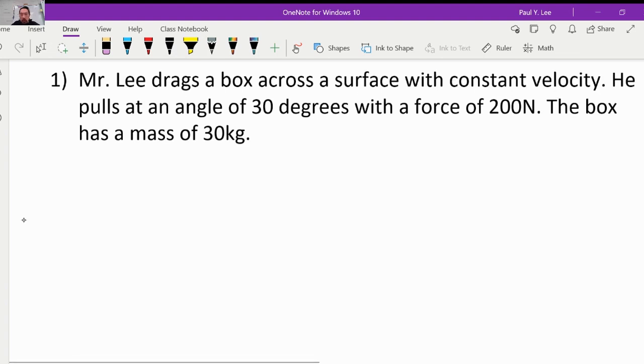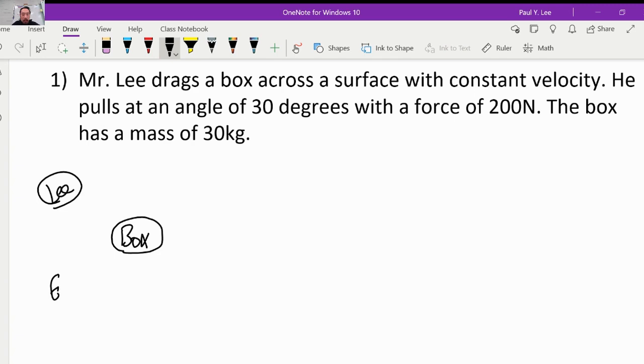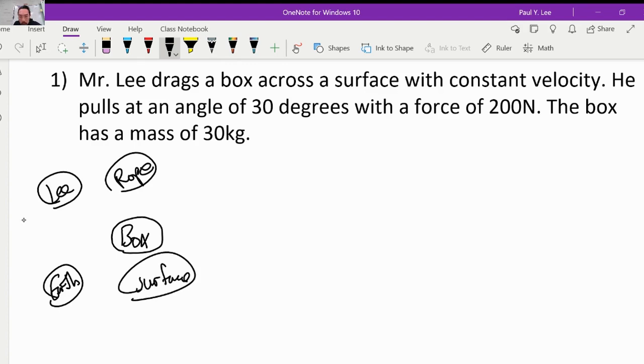So the first thing that I want to do is, of course, the interaction diagram. I find that they are extremely helpful, and I hope you do too. So our focus here is on the box, and we have Mr. Lee, we have the earth, we have a rope, and we have the surface. In case you're wondering how I came up with this, it always helps to have a little sketch. So I'll just do a quick little sketch right here. I have a little box right there. This is the rope that is being pulled. How am I pulling this? There we go. All right. So I'm trying my best here.